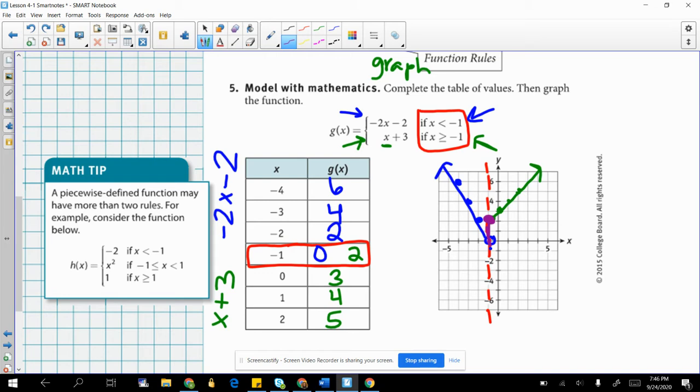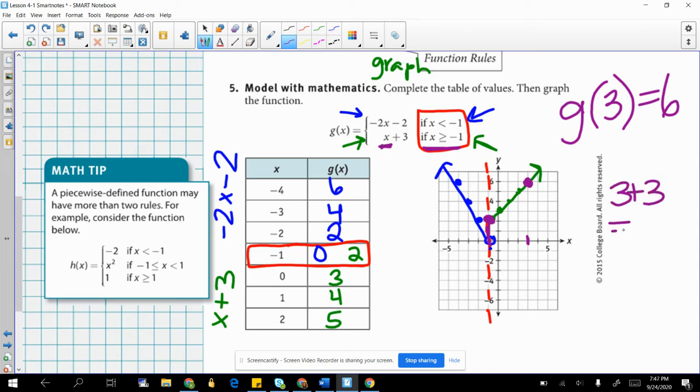So if it's asking you to plug in a number for a function, let's say we did g of, I don't know, let's say 3. We could figure out what g of 3 is by going to 3 on your x-axis and going up and figuring out where it hits your graph. So we would say g of 3 equals 6. Now you could also realize that 3 is greater than -1, so you could plug it in here. And so we know 3 plus 3 is also 6.